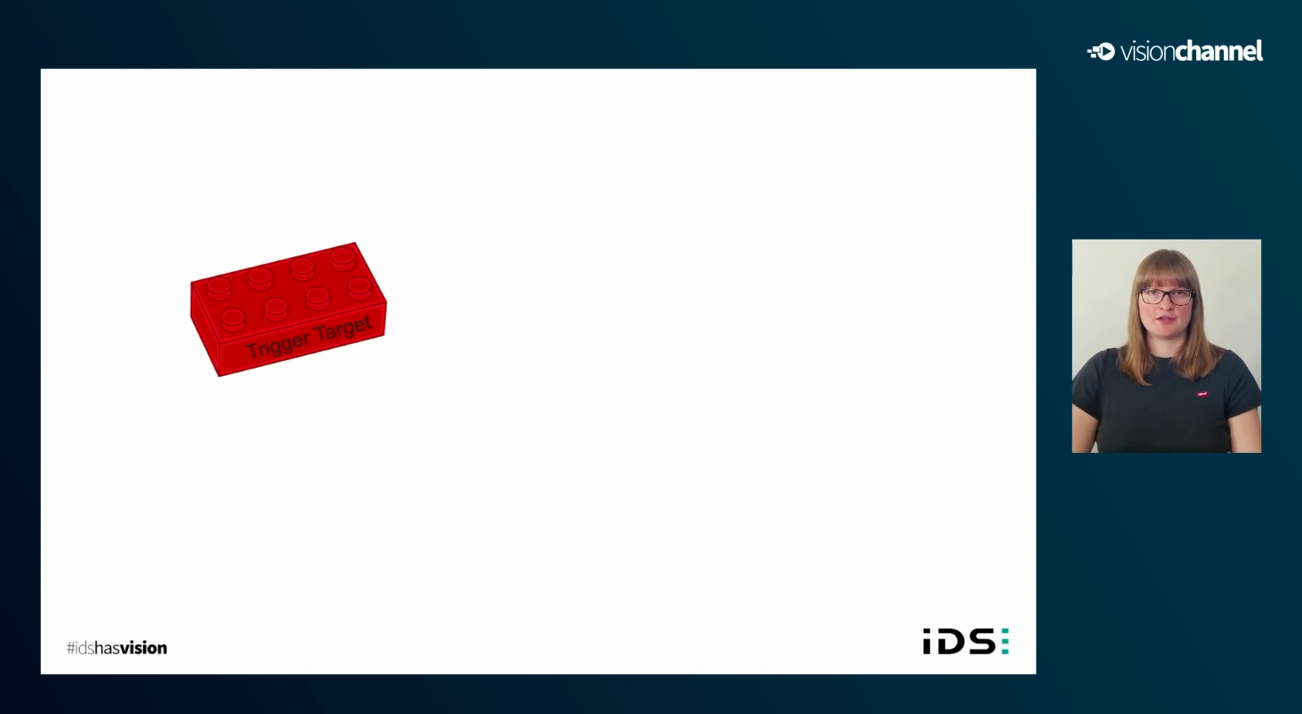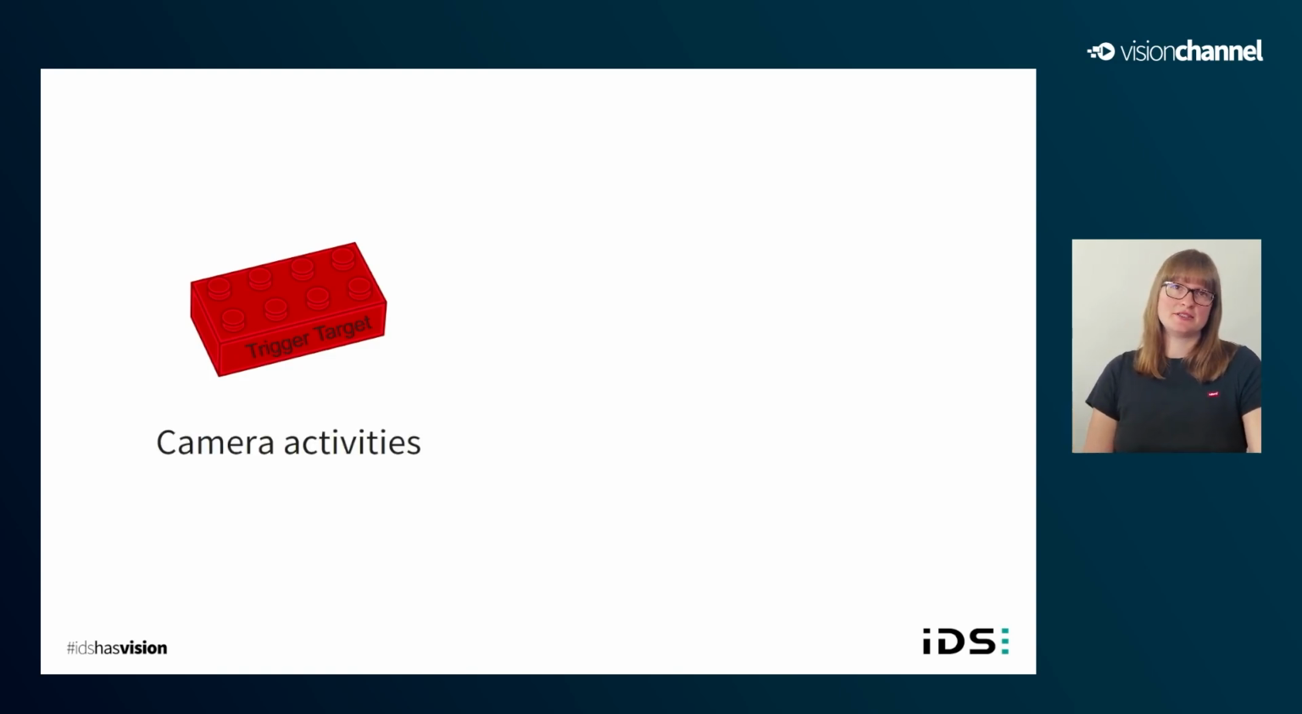Before we go on to our first trigger use case, let's have a deeper look at the different trigger components. Let's start with the trigger targets. Camera activities are probably the most common trigger target. Camera activities are actions like starting the exposure of an image, so the exposure start, or the whole acquisition, or end it, or in line scan mode, trigger a single line.